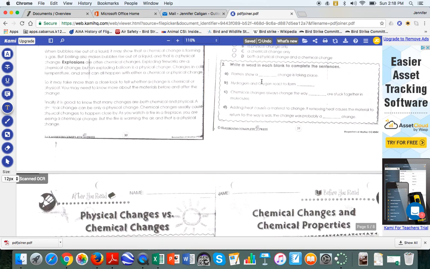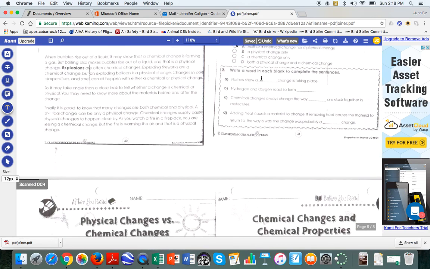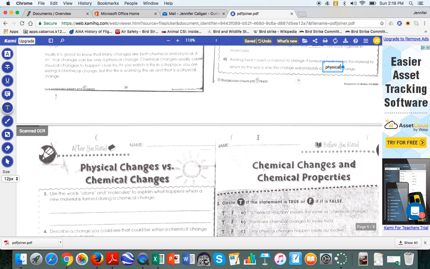Write a word in each blank to complete the sentence. Flames show that a chemical change is taking place. Hydrogen and oxygen react to form water. That's what we're talking about up above. Chemical changes always change the way atoms are stuck together in molecules. Adding heat causes a material to change. If removing heat causes the material to return the way it was, the change was probably a physical change, because nothing changed if it's returning the way it is.